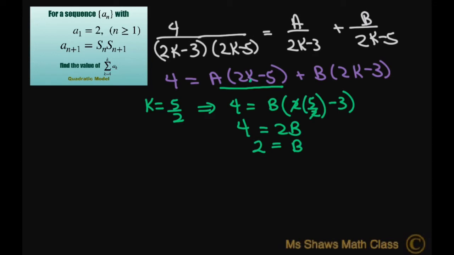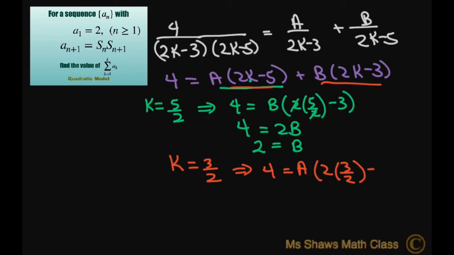And now let's do this one. Let's let k equal 3 halves. That's going to zero that out. So you're going to get 4 equals a times 2 times 3 halves minus 5. So we're going to get 4 equals, let's see here, 3 minus 5, so that's going to be negative 2a. So a is negative 2. So what we have here is my a is negative 2 and my b is 2.